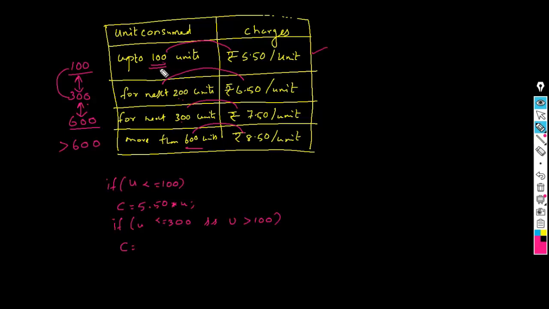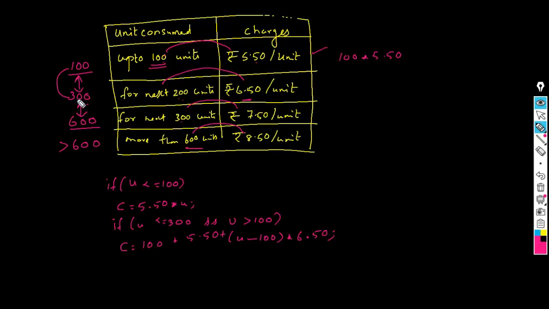What are the charges? Take the previous value, 100 into 5.50. So in this particular stage, 100 into 5.50 plus unit minus the previous value. What was the previous value? The previous value was 100. Unit minus 100 into what is the second step value? 6.50, you will write it. Okay. So now coming on to the next one.